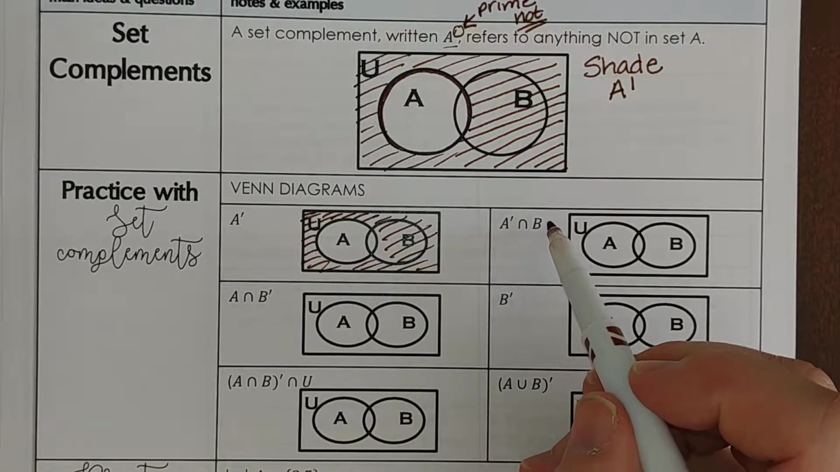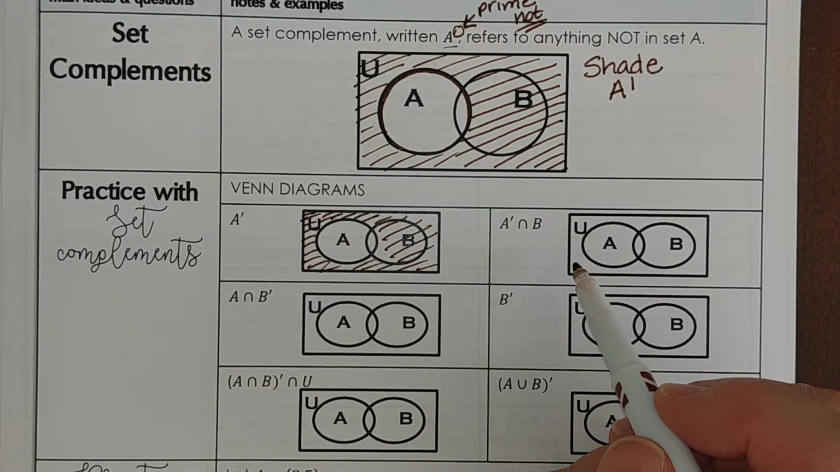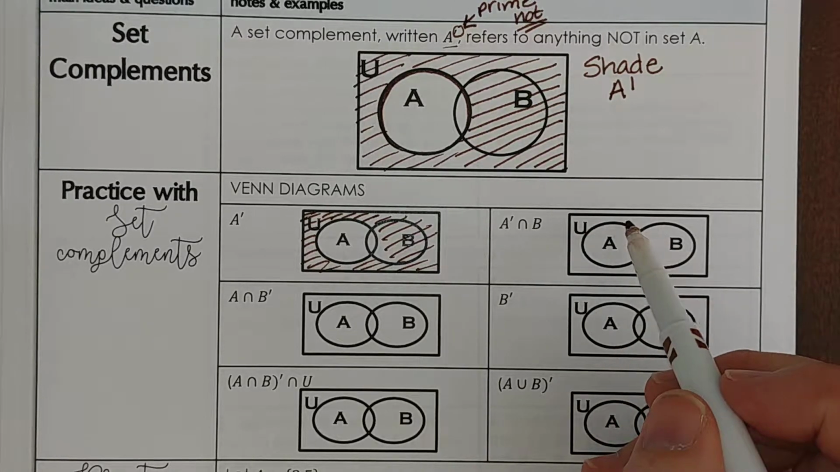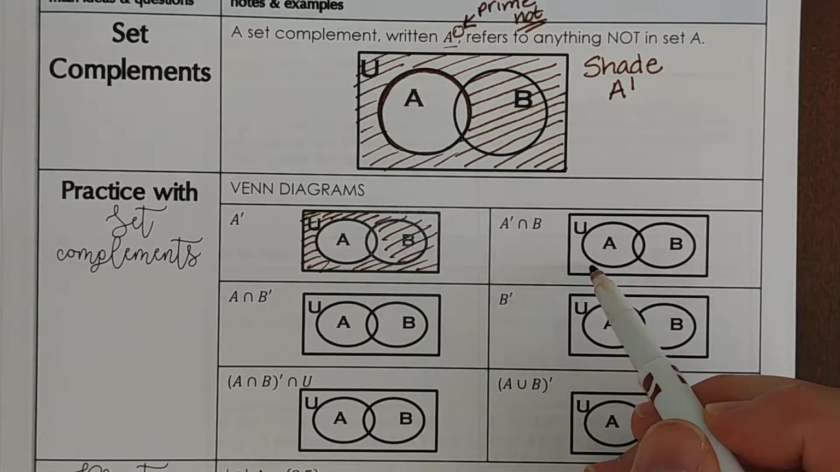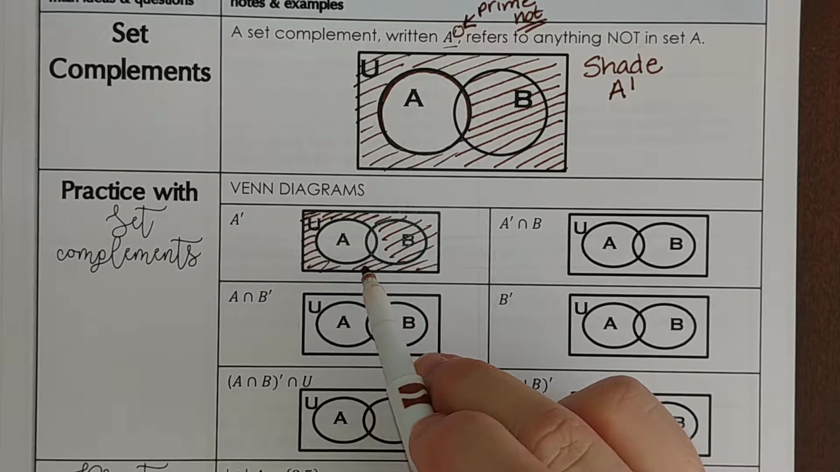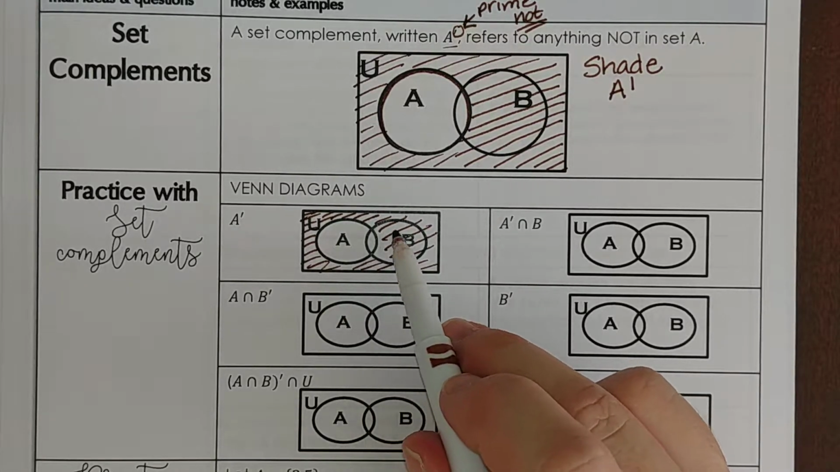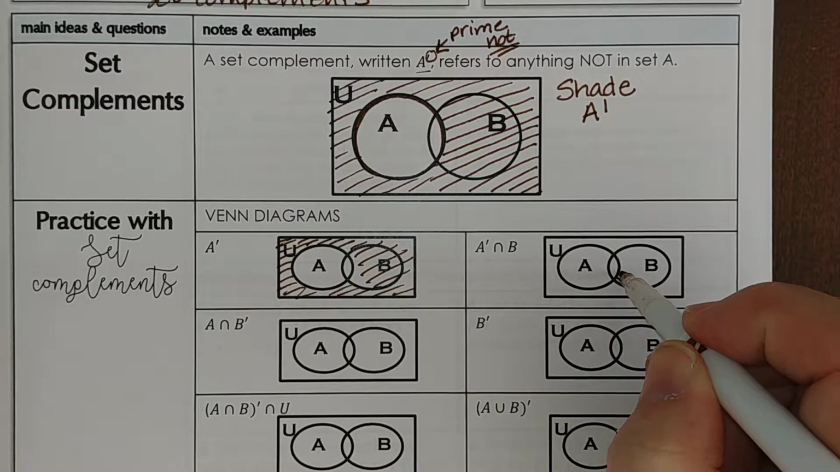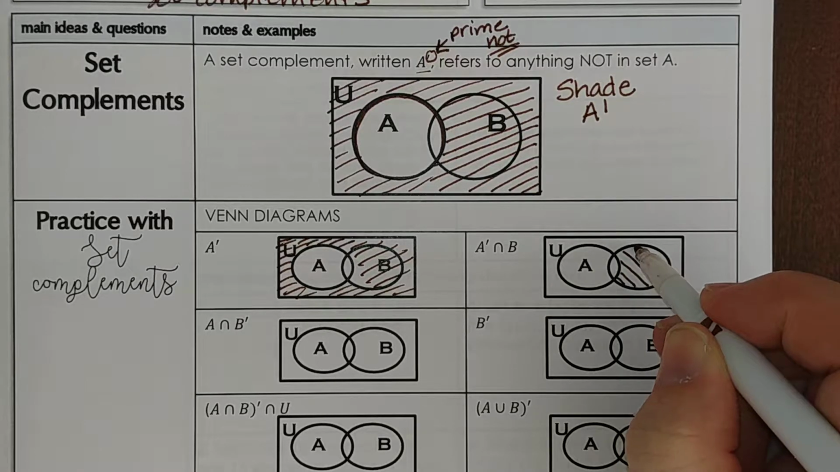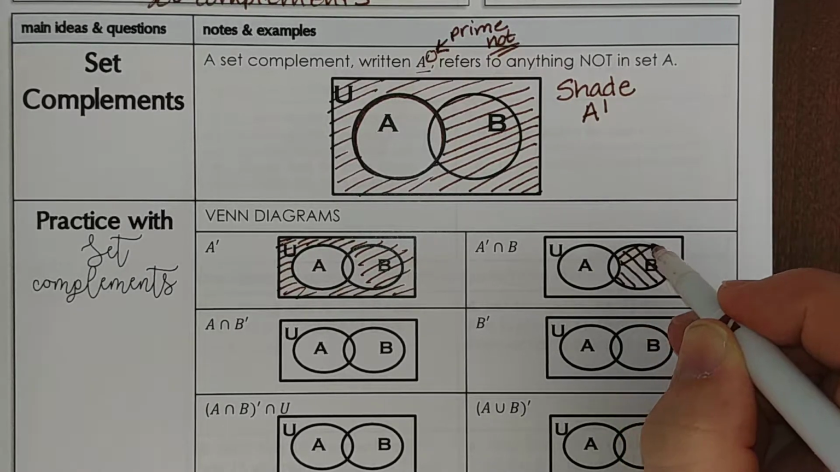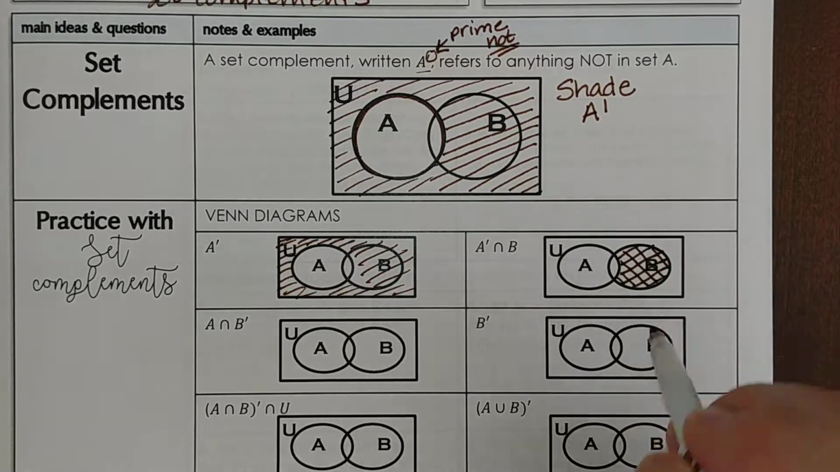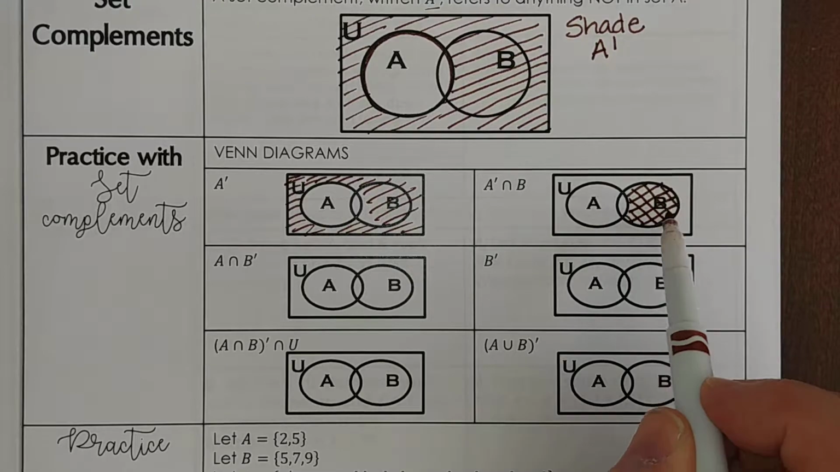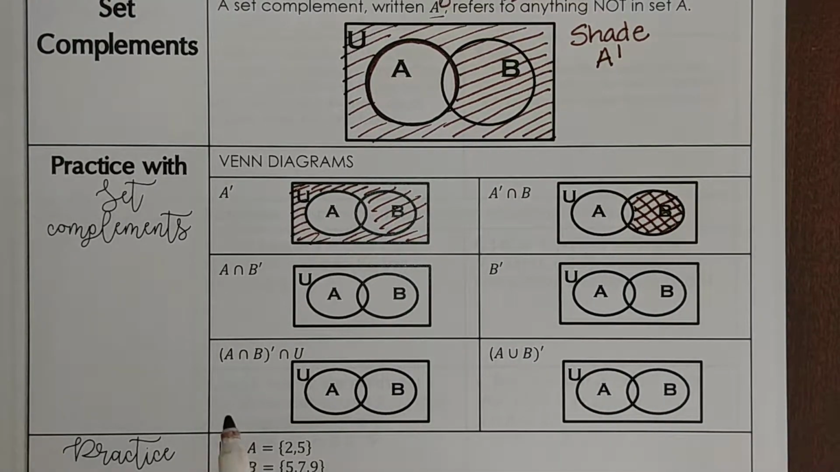A prime intersect B. Okay, so this would be everything not in A prime. Everything not in A, so I want all of A prime, and I want to intersect that with everything that's in B. So A not intersect B would be this section of the diagram. Okay, so everything not in A, but also in B.